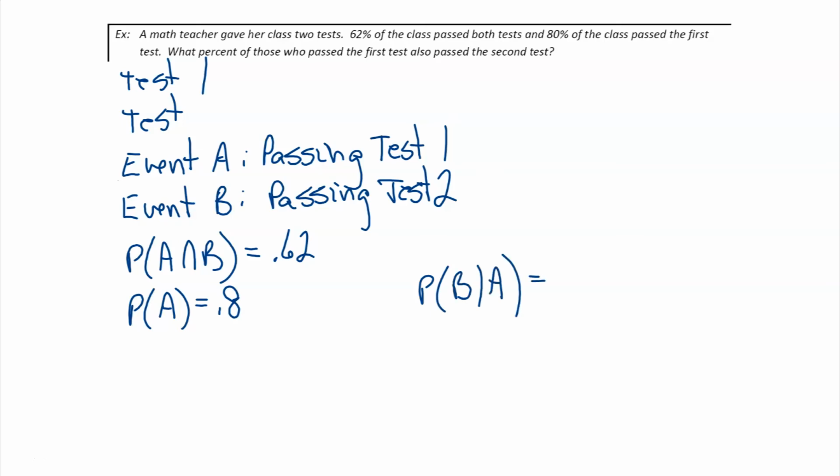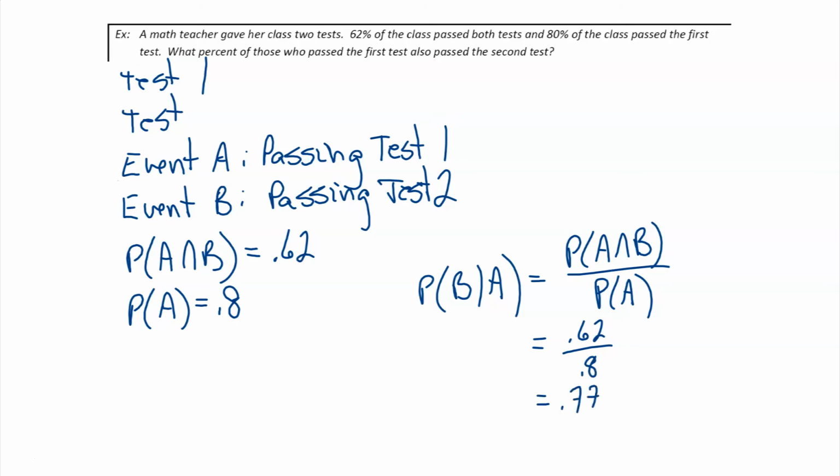Remember from our previous formula, the probability of B given A is the probability of A intersection B divided by the probability of A. That's the information that we were given. So we've got the probability of 0.62 divided by the probability of 0.8, and we crunch those numbers and we get 0.775. Therefore, the percentage of students who passed the first test who also passed the second test is 77.5%.